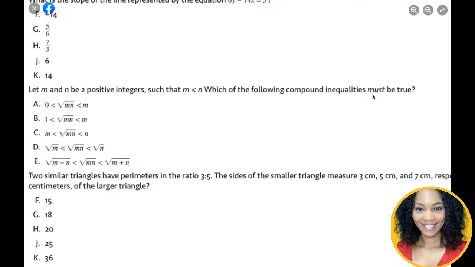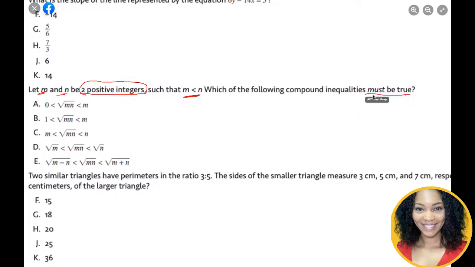Question 3 reads, let m and n be 2 positive integers. That lets me know right away that we have 2 whole numbers. I don't have to deal with negatives, and I don't have to deal with decimals and fractions. But m and n are 2 positive whole numbers such that m is less than n. Which of the following compound inequalities must be true?